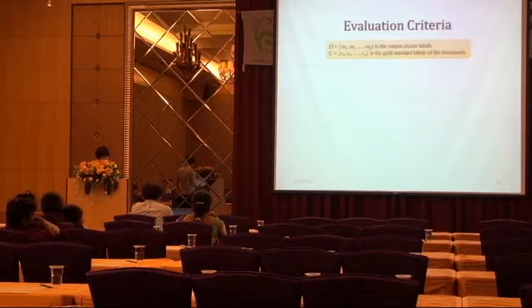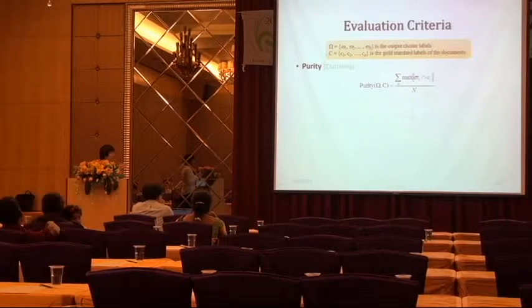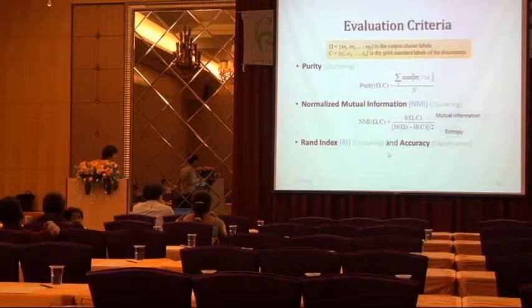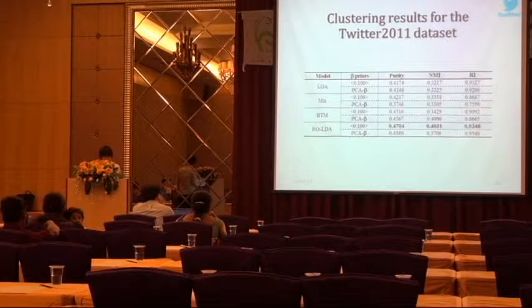Our evaluation criteria: the first one is purity, to find out whether there's noise in the cluster. The second one is the normalized mutual information, to compare the output cluster labels with the gold standard labels. And the last one is the Rand index, used in clustering and classification, which penalizes both false positives and false negatives.